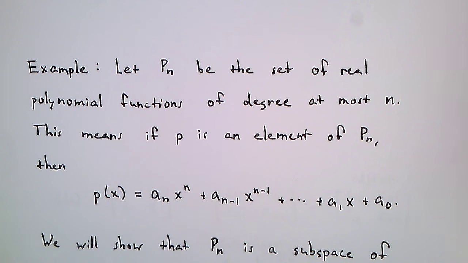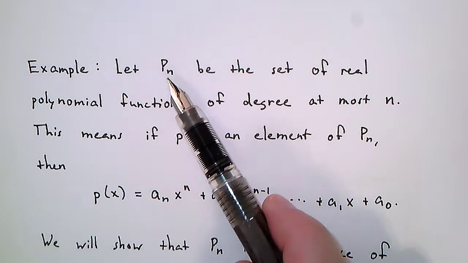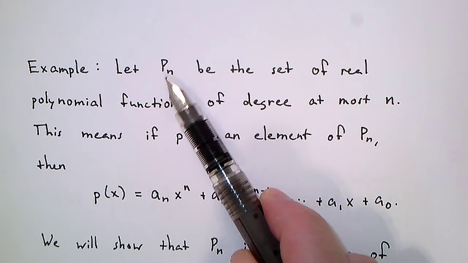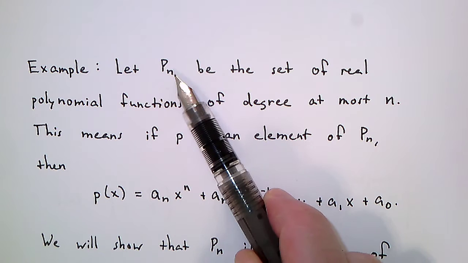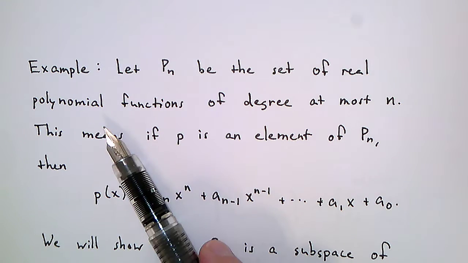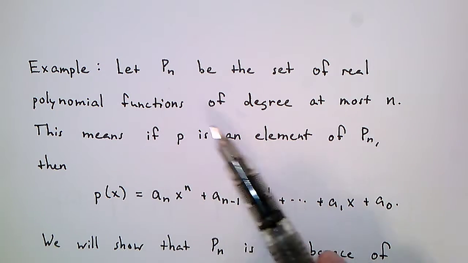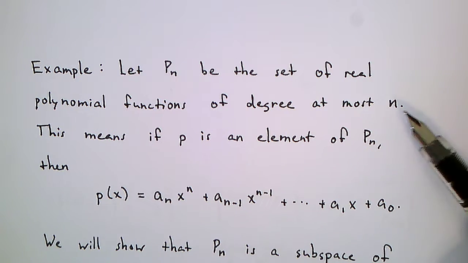In this last video for section 4.1, we're going to look at an example of a subspace. So before you watch this video, please make sure that you've read over the definition of a subspace in the learning module or in your textbook. The set that I'm going to look at here in the example is going to be called Pn, so P with a subscript n, and it's the set of real polynomial functions of degree at most n.